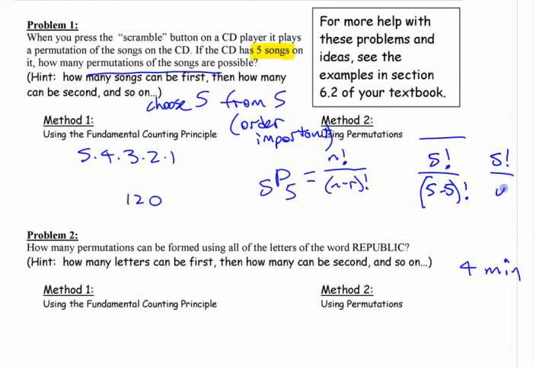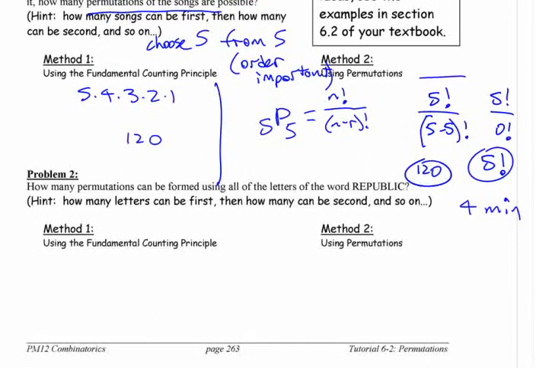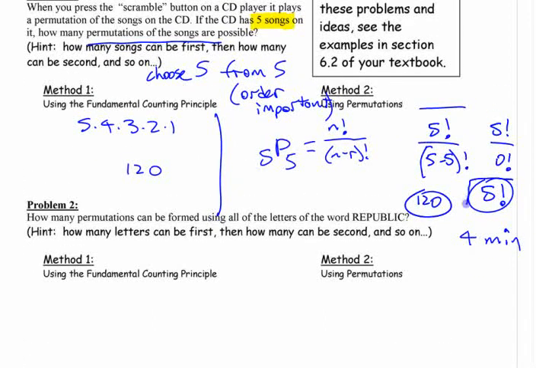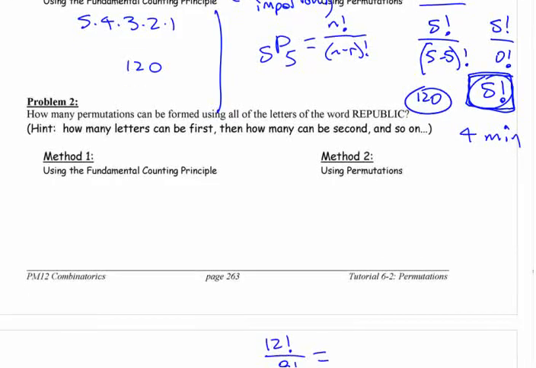5 factorial over 0 factorial. 0 factorial is just 1. If you're not leaving any out, there's no different arrangements for those. It's just 5 factorial, or 120. Either way you approach this, fundamental counting principle or using that formula, you should come to the same number. If you're choosing all of them, the shortcut is you don't even need to use the formula, it's just 5 factorial. It's going to be the same way here, 8 factorial over 8 minus 8 factorial.